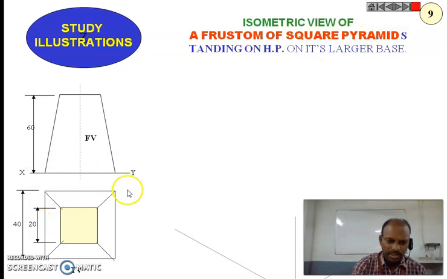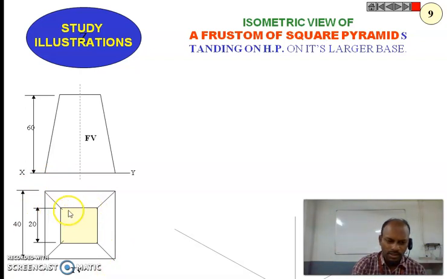So the dimensions are generally given. You need to draw this top view and front view for understanding purposes, and we need to use these top view dimensions in the isometric view. So this is a must. This top view must be drawn.